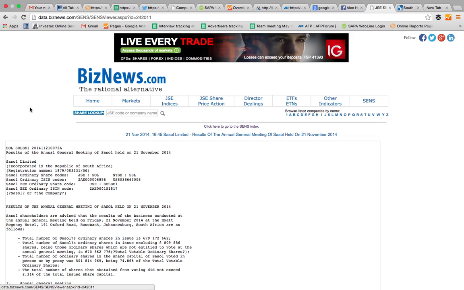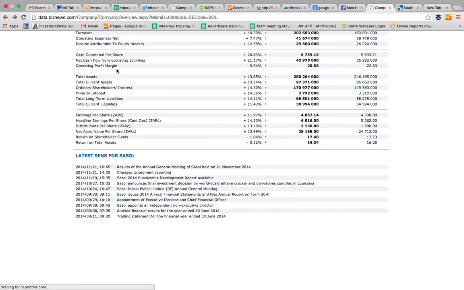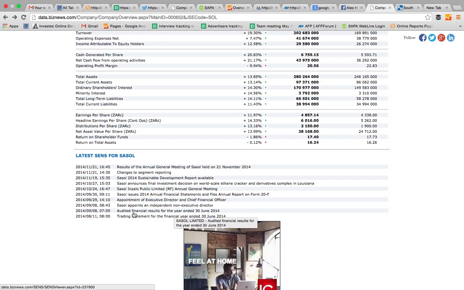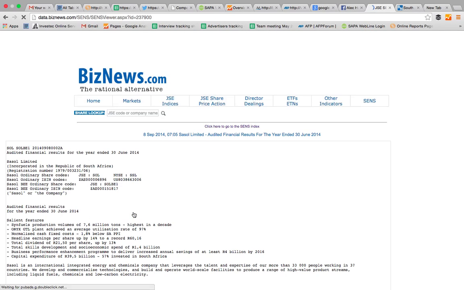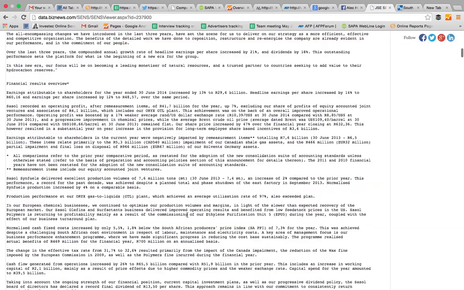But there are much more interesting announcements that one will find from companies, not least their financial results themselves. And here we go, in Sasol's instance, it's on that first page, the audited financial results for the year to end June in great detail. You can go through this at your leisure.